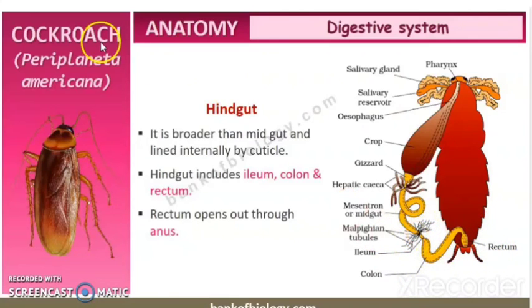This one is the ileum. That small tube like structure which we see here is the ileum, and this portion is the colon and this portion is the rectum, right? So this is about the three different parts of the hindgut. It includes ileum, colon and rectum, and this rectum opens through the anus. So it opens out of the cockroach's body through the anus portion, right? So this is about the hindgut.